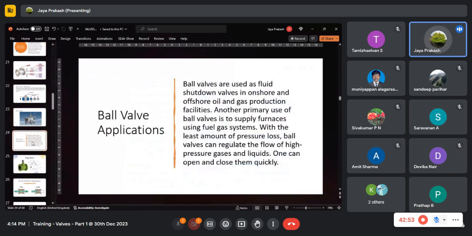Ball valve applications are shutdown valves, onshore, offshore, and major petrochemical industries. Most of the taps, running taps, we are using in our residences have a ball valve mechanism. It can open very quickly and close very quickly. With a quarter turn, you can close, and with a quarter turn, you can open the valve.